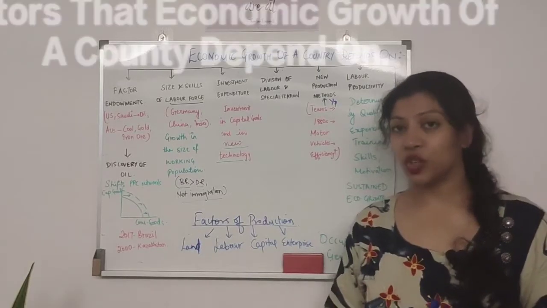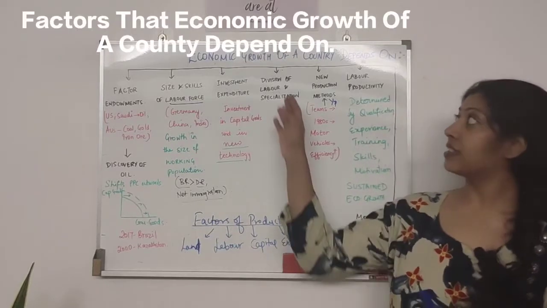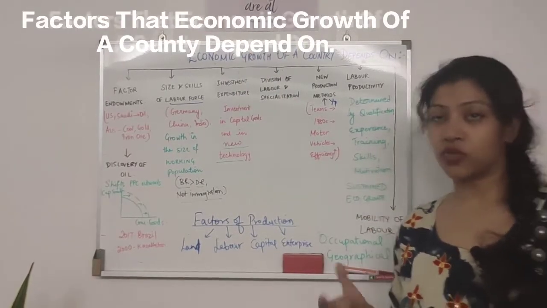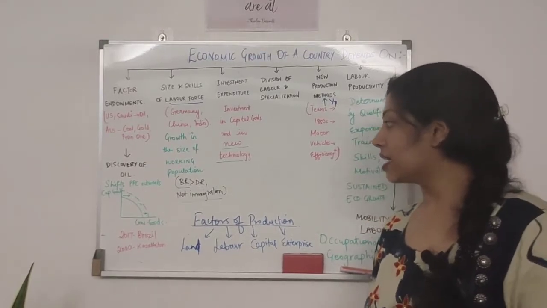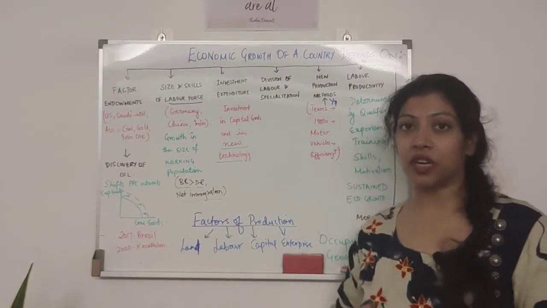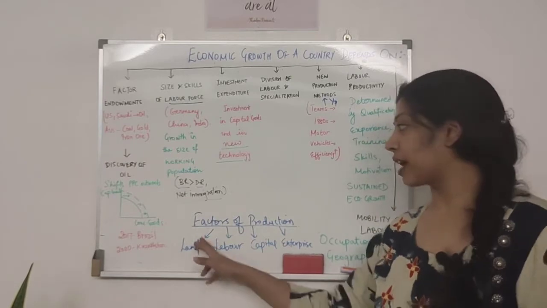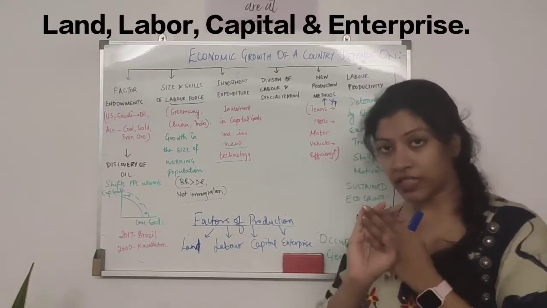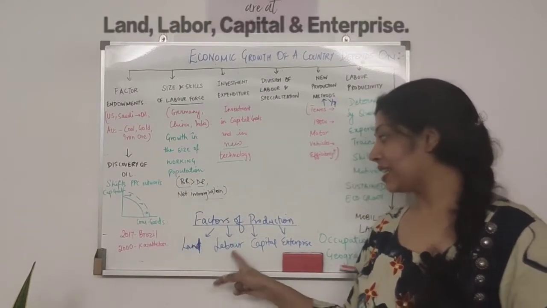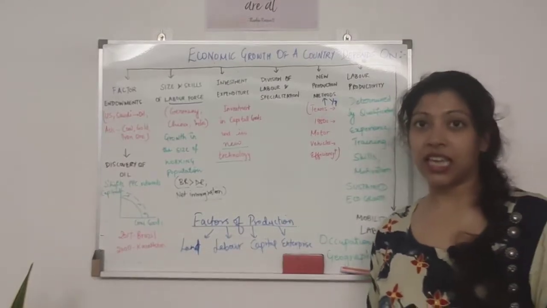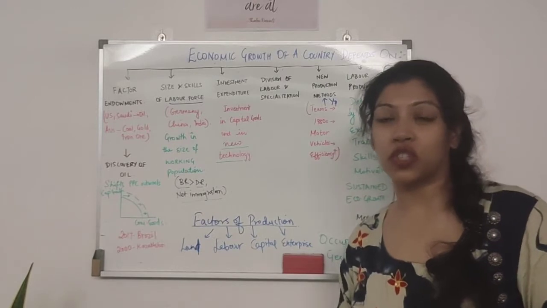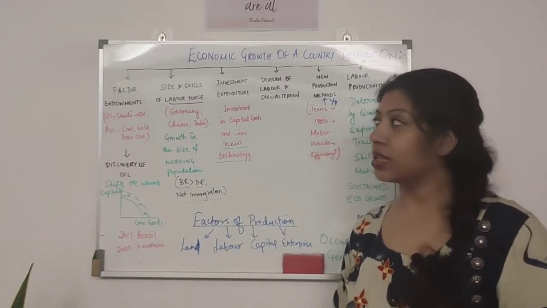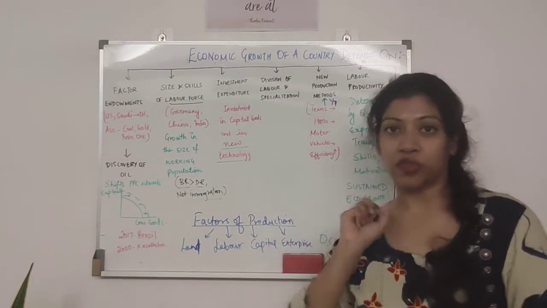So the second video on economic growth will look at the factors that the economic growth of a country depends on. Now the factors can be classified as fundamentally the factors of production of the economy, which are 4 factors of production: land, labor, capital, and enterprise. It is these factors of production that determine to what extent the economic growth of a country depends on.